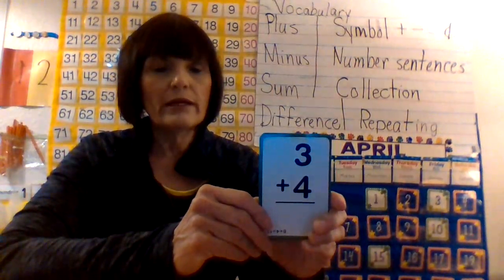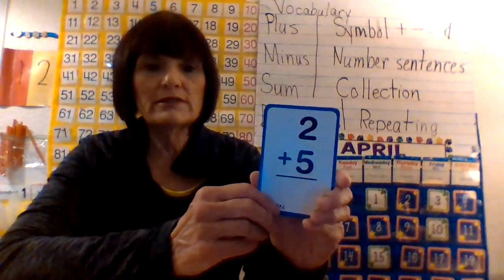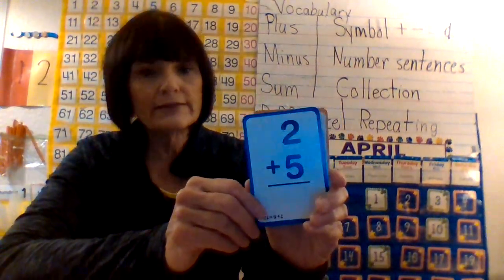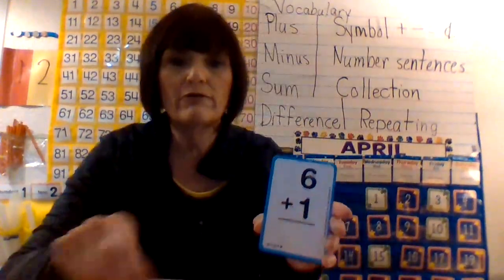3 plus 4 equals. What is the sum of 2 plus 5? You're right, 7. That's the sum. 2 plus 8. Well, I could take the 8 first and add 2 to it, and I could use my grid here. 8 plus 1, 2 equals 10. Good job. Number lines work just as well for that.